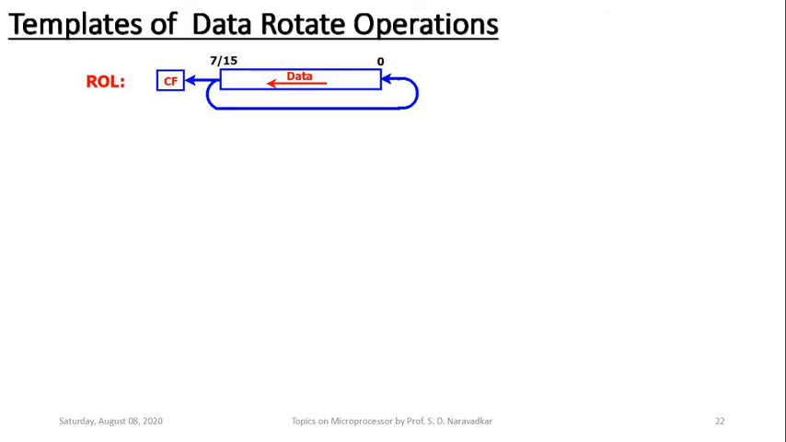The first template is ROL, that is rotate left without carry. You are not supposed to be confused. What I mean by without carry here? In this particular template, you will clearly find that a data rotate operation takes place. There is a cyclic path, you can observe it. From the MSB, the data bit which is coming out will be copied to the LSB. You can observe it clearly.